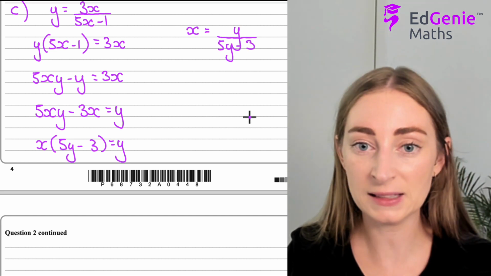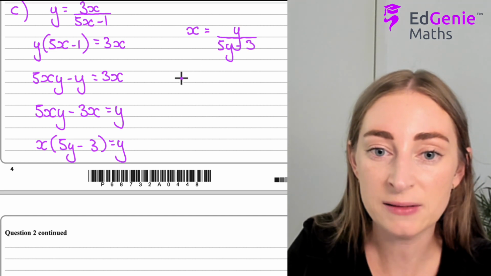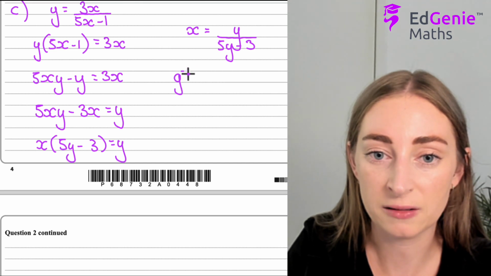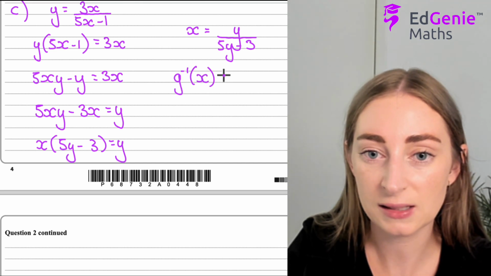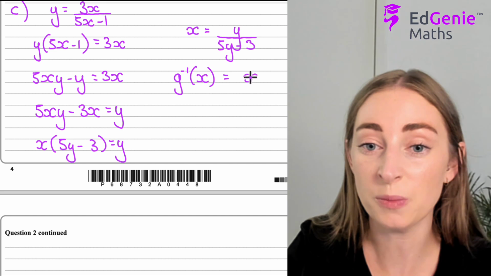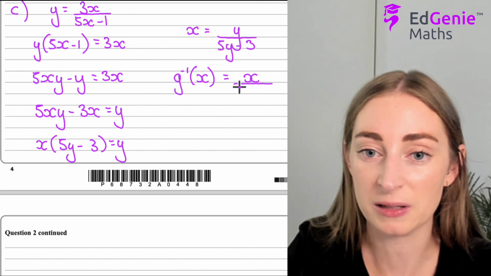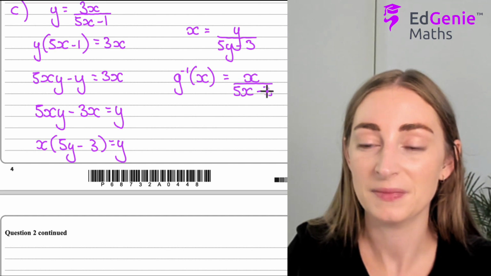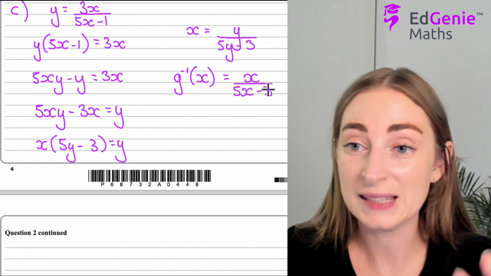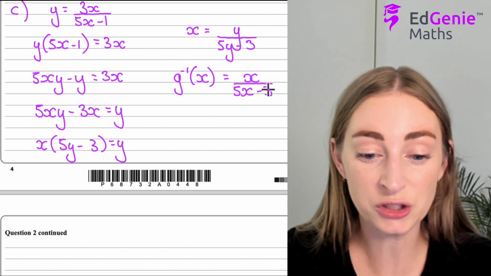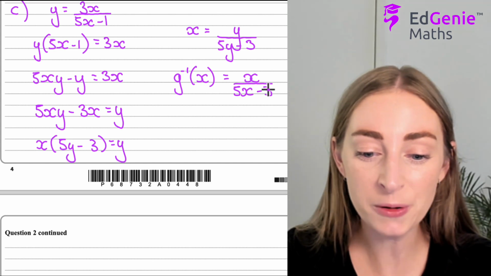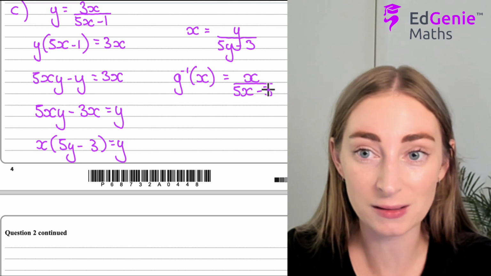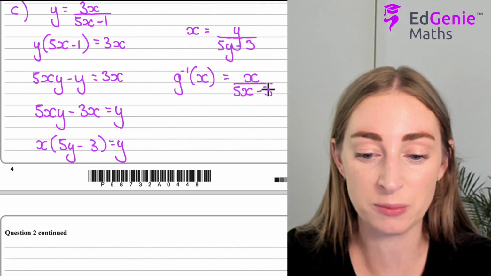Okay, that isn't our final answer though. So we now need to write g of this equals, and then we substitute back in our x in place of y. And that's your answer. So the examiner report said that this question was well answered, with the modal mark being full marks. So most students managed to get full marks.